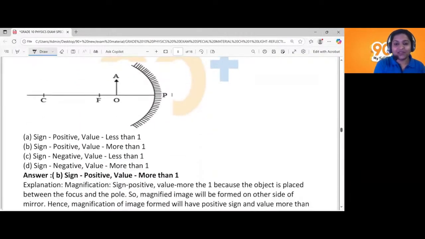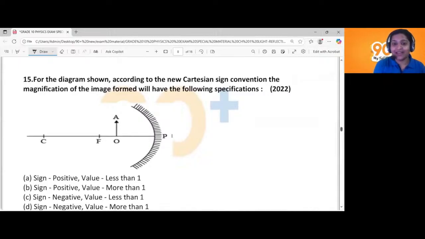And this question is connecting with the new Cartesian sign convention. Very simple question. It's a question from 2022 board exam question paper. For the diagram shown, according to the new Cartesian sign convention, the magnification of the image formed will have the following specifications. We know that this is case 6 in a concave mirror where the object is placed between the pole and focus. So we are going to get a virtual image which is erect, enlarged.